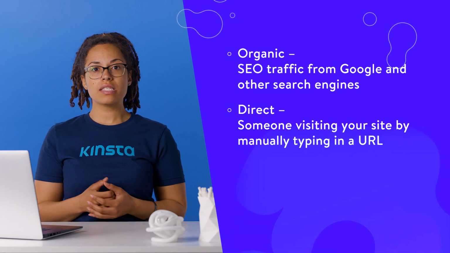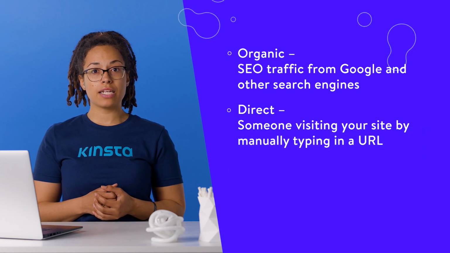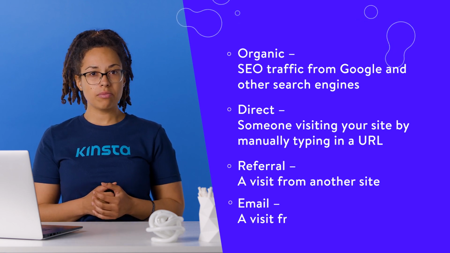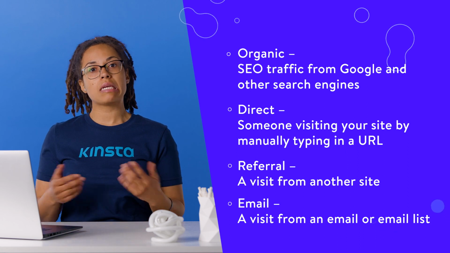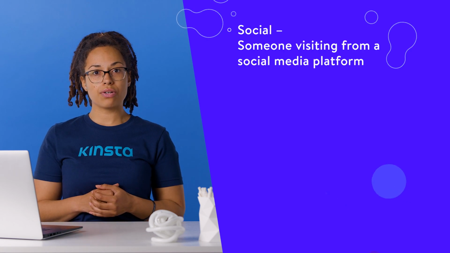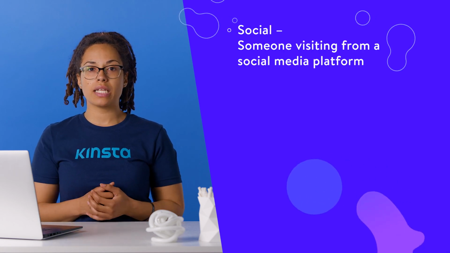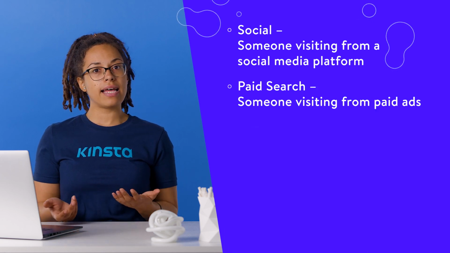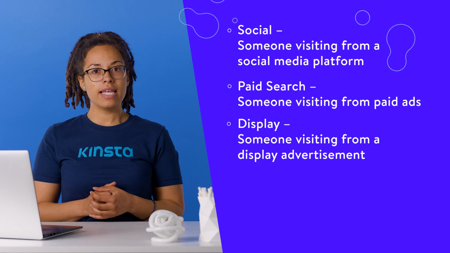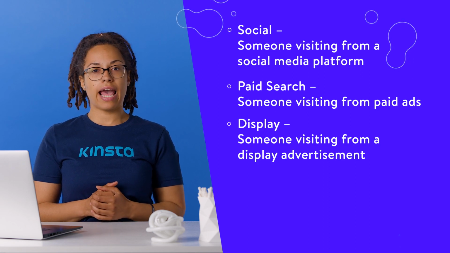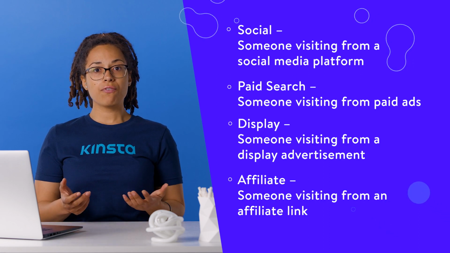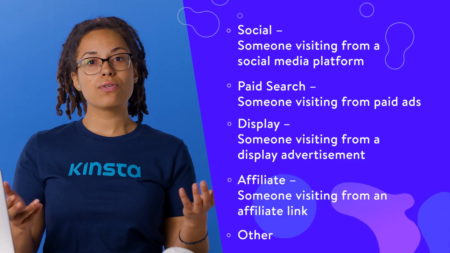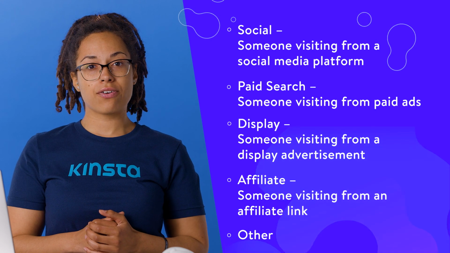Direct: someone visiting your site by manually typing in a URL. Referral: a visit from another site. Email: a visit from an email or email list. Social: someone visiting from a social media platform. Paid search: someone visiting from paid ads. Display: someone visiting from a display advertisement. Affiliate: someone visiting from an affiliate link. Or other, if Google Analytics doesn't know how to categorize your traffic.